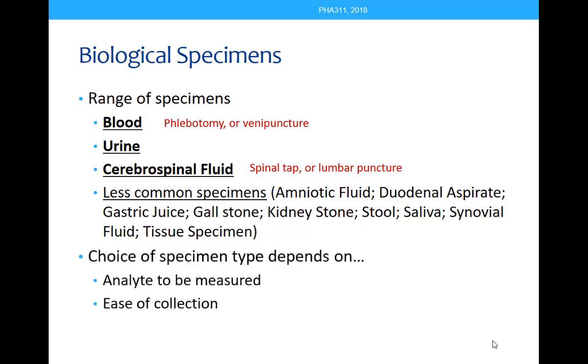The choice of specimen type depends on what you are looking at, the analyte that you want to measure. If there is something which is present in blood, then of course you have to take blood. But if there is something which is easily assessed in urine, then you don't have to go for blood. You can take a urine sample and assess the substance in there. CSF is taken in special situations, and of course ease of collection will also determine which type of specimen you will go for.